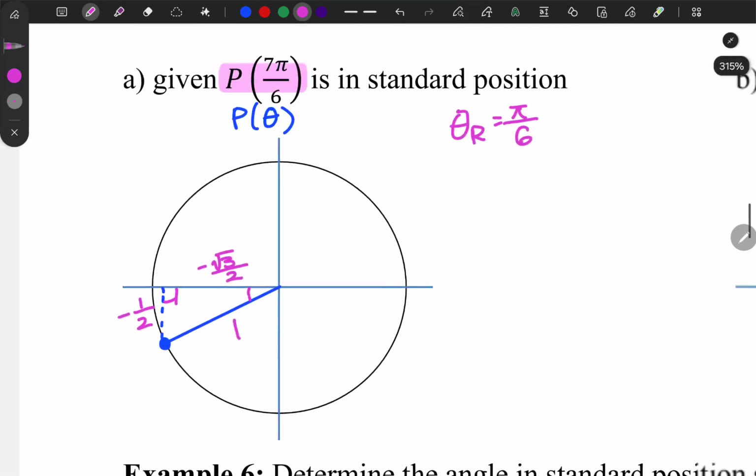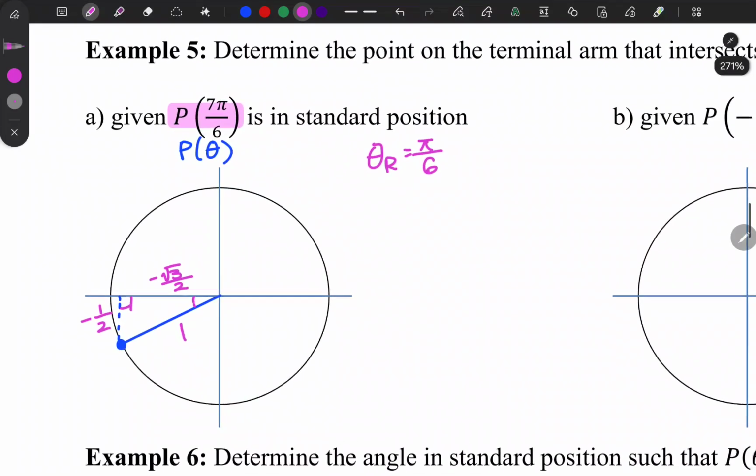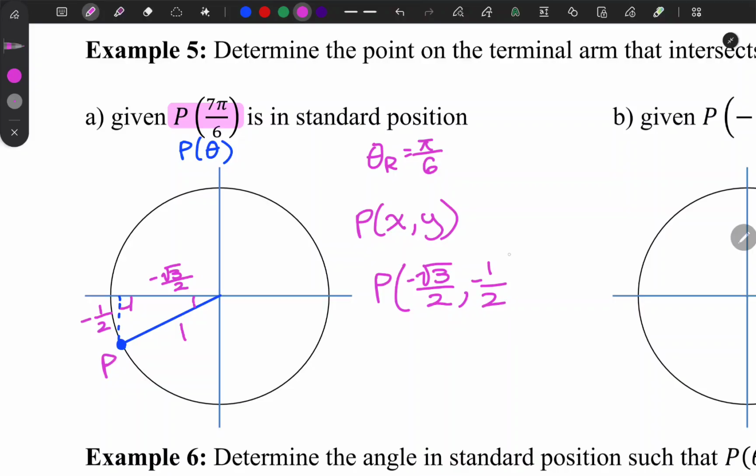So if we are asked to find the point on the terminal arm P, we can write P x comma y, but we just found our x value and y value using the triangle. So we would just write P, for our x value, we'll put in negative root 3 over 2, comma, negative 1 over 2.